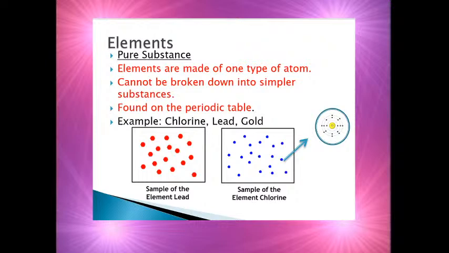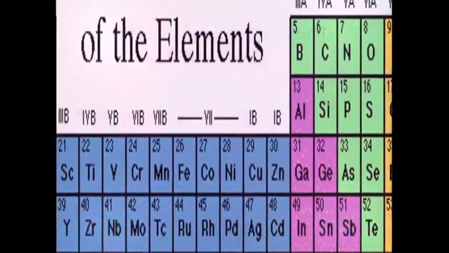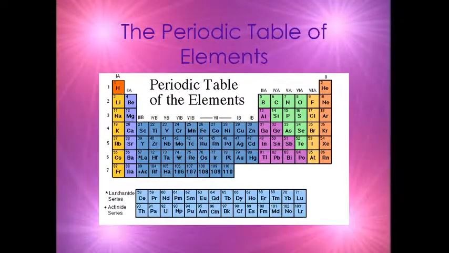Even if you break an iron nail, you will always get iron atoms, you will never get something else. So elements cannot be broken down into simpler substances, and elements come under the category of what? Pure substances. You know that there are 118 elements present in the periodic table, right? So we can see this is a periodic table. There are 118 elements, right?